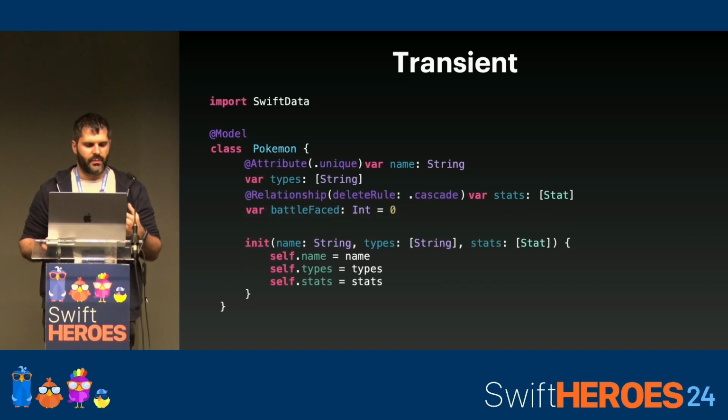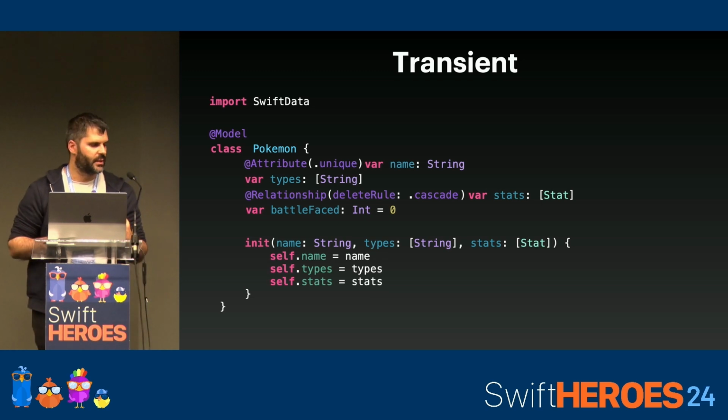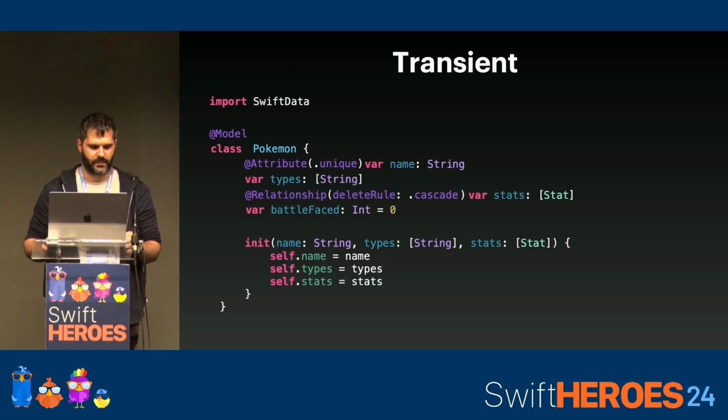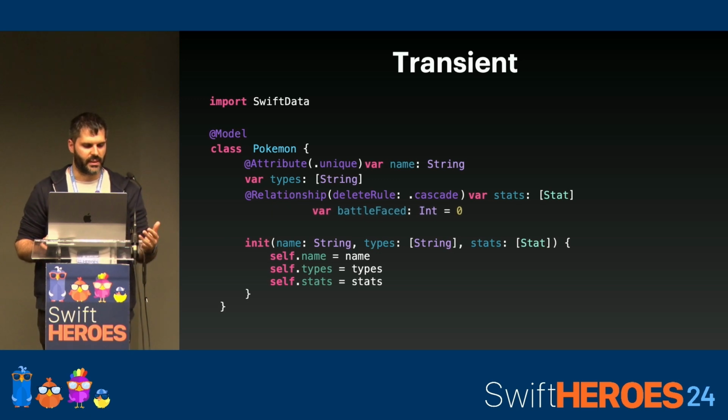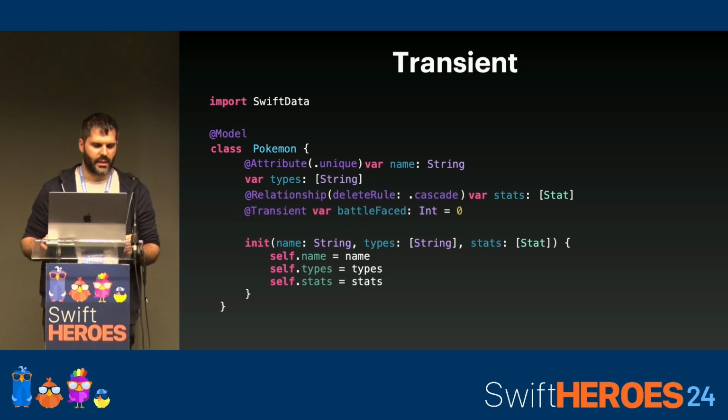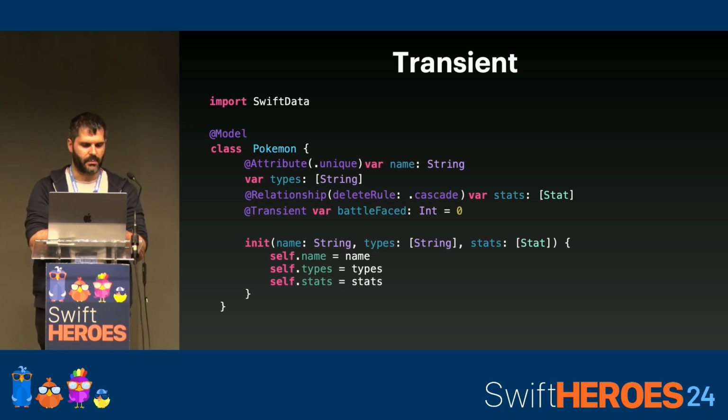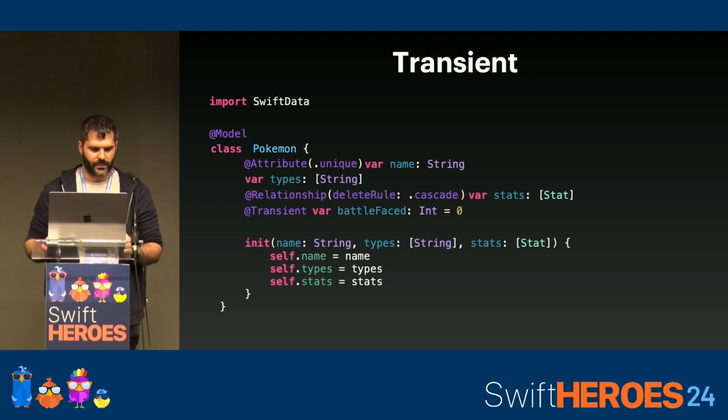Now, in many cases, we can have a property that we don't want to save. Actually, we can use another macro to specify that, and that's the transient macro. With this macro, we are specifying that battle phase, in this case, won't be saved on our SwiftData stack.